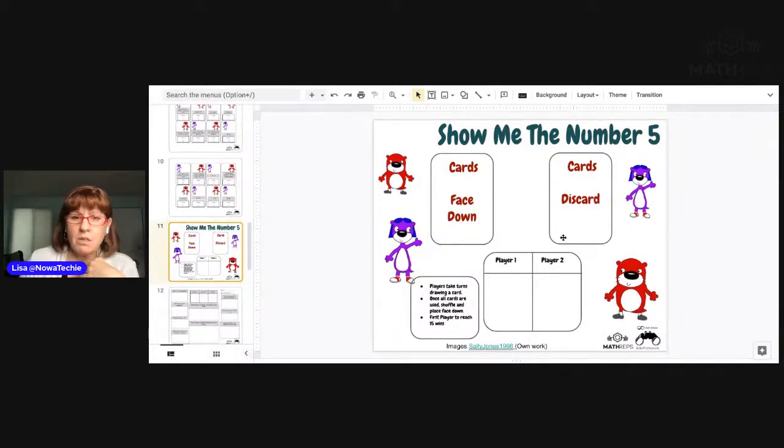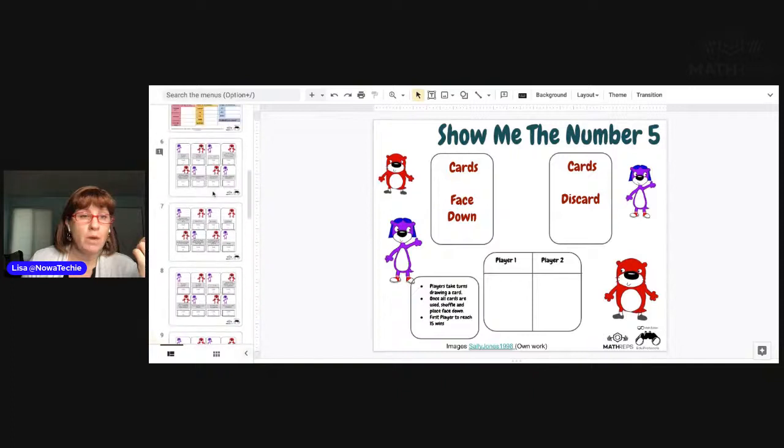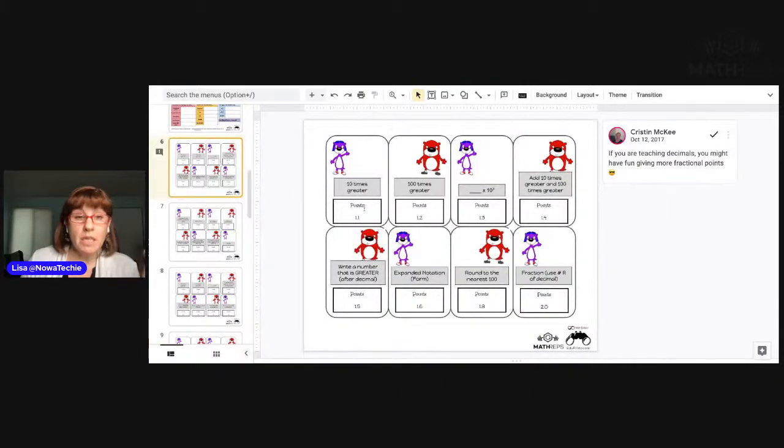So face down, cards up. So player one, player two. If you want to play with more players, make something that has more players on it. It's good to go. So you can have them adding all of their scores together. So for that first example where I was doing 10 times greater, I got 1.1 points. So now you're reinforcing that whole adding with the decimals and all that really good stuff.